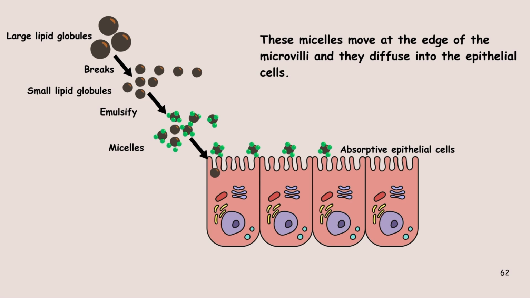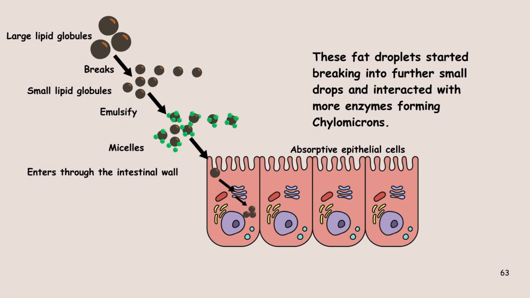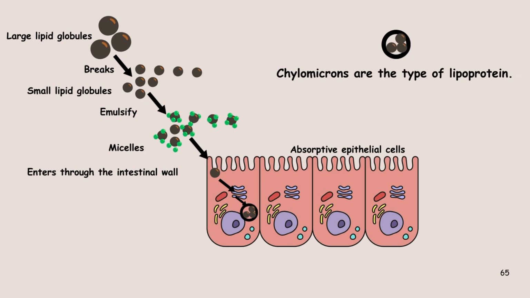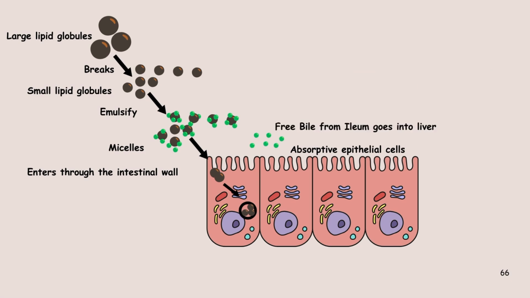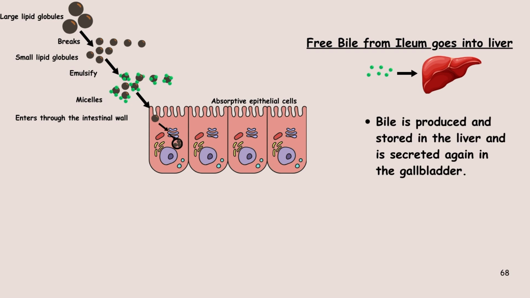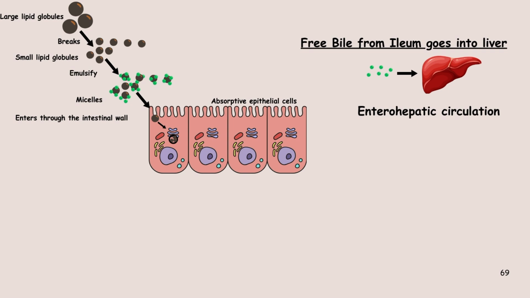Now these fat droplets started breaking into further small drops in the Golgi bodies, where they interacted with more enzymes forming chylomicron. These chylomicrons are the type of lipoprotein. The free bile on the surface of the ileum goes into the liver, from where they are recycled and stored and is secreted again in the gallbladder. This cycling of bile from the intestine to liver to gallbladder and again to intestine is known as enterohepatic circulation.